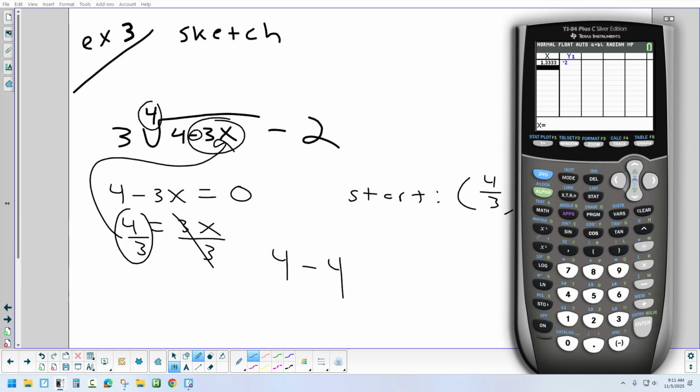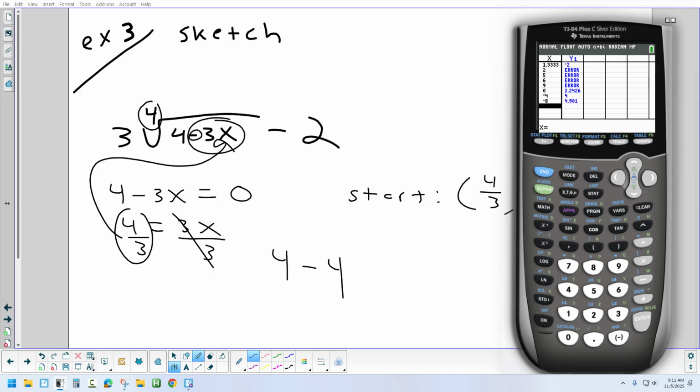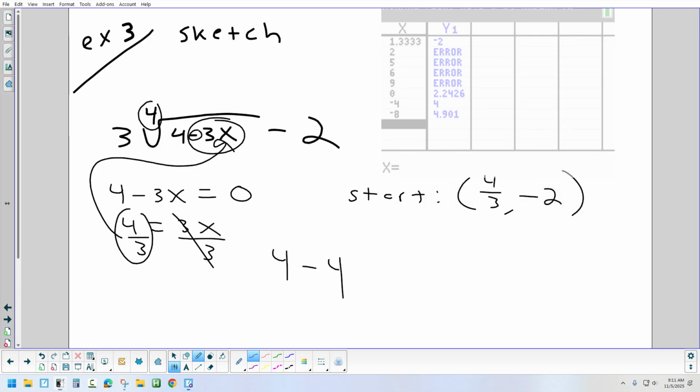Let's pick a value that doesn't go to the left. Let's try to find a value to the right. What would be a value to the right of 1.3? 2. Can't go that way. 5, 6, 9. Any of those going to the right of 1.3 are not going to work. So we need some that go to the left. Yeah, generally I like to do 0. That's always a good one. And then maybe like -4 and -8. Okay, those will be some good points.